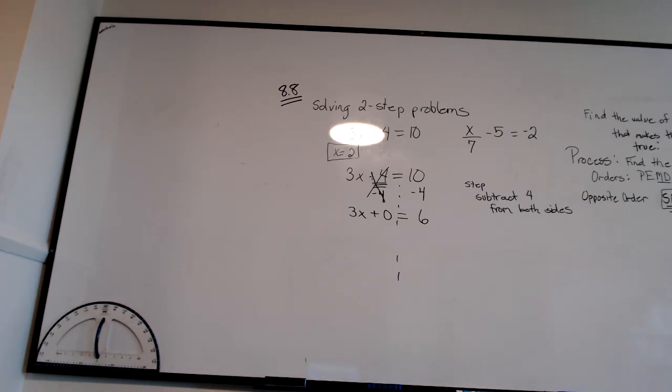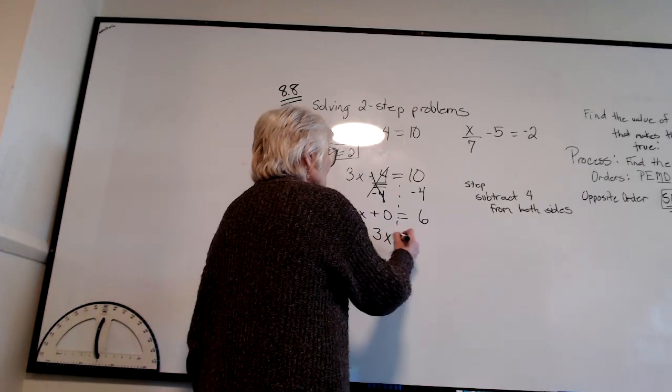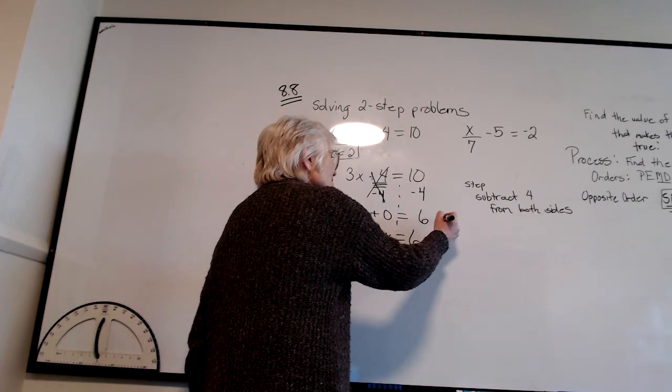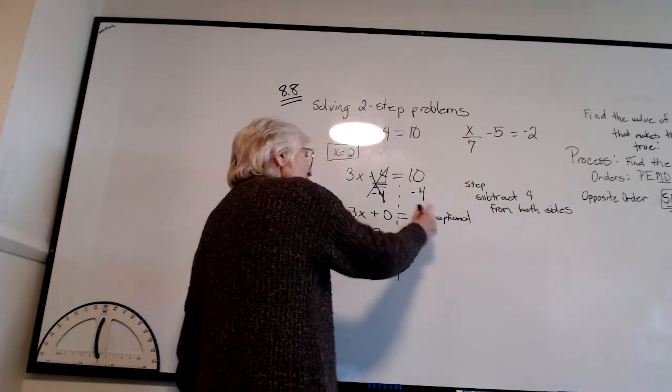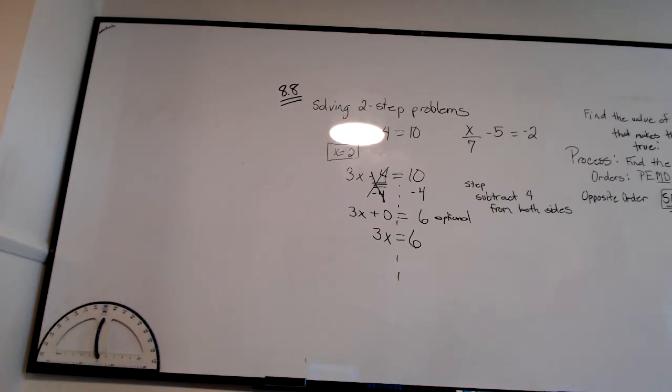If I take any number and add 0 to it, it is the same number. So we don't have to. So this is the same as 3x equals 6. You do not have to write this one. This is optional. You do not have to write that part down because 3x plus 0 is the same as 3x. I'm okay with you not writing that down.